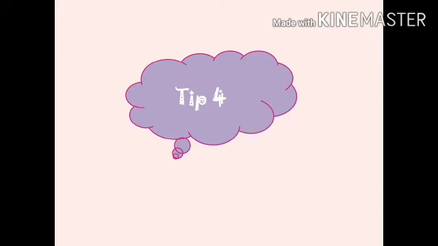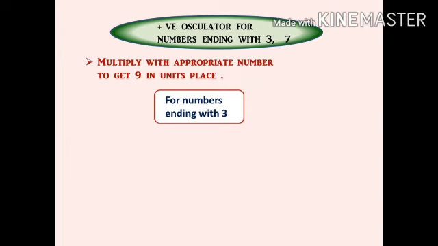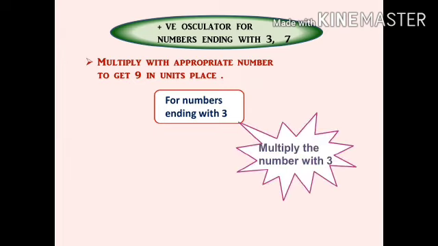This is the clue to find the positive oscillator number for the numbers ending with 3 and 7. If you want to find the positive oscillator for the numbers ending with 3 and 7, convert that number to end with 9 in the units place. For that we have to multiply with an appropriate number to get 9 in the units place. That is, if you have a number that ends with 3, if you multiply with 3, we will get a number that ends in 9, right? So this is the clue. If a number ends with 3, to find the positive oscillator for that number, first multiply that number with 3. So for example, let us take the number 13. If you multiply 13 with 3, what will we get?